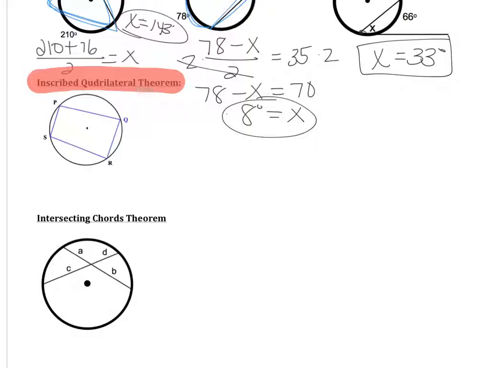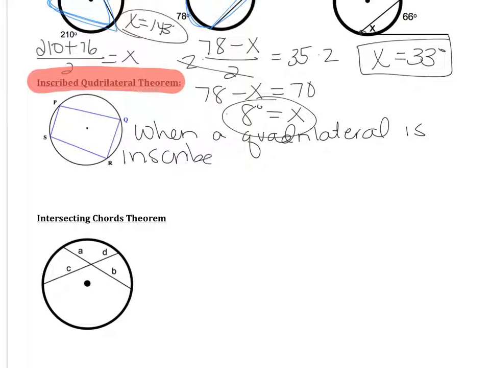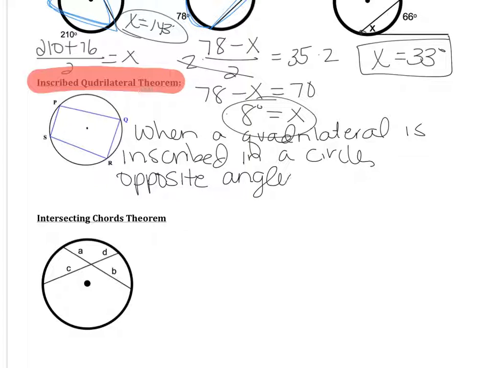What this theorem tells me is, when a quadrilateral is inscribed in a circle, opposite angles are supplementary. So what this is telling me is when I have a quadrilateral inscribed in a circle, opposite angles are supplementary.